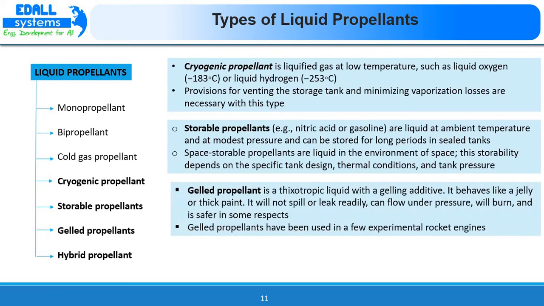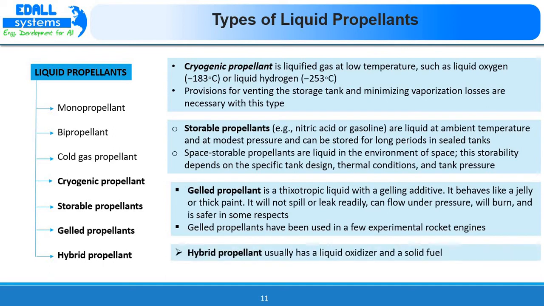Moving on to the next, that is gel propellant. It is a thixotropic liquid with a gelling additive. It behaves like a jelly or thick paint. It will not spill or leak readily. So this is the greatest advantage of gel propellants, that they won't spill or leak because they behave like a jelly. The propellant is in such a form that they can flow under pressure, they can burn, and it is safer in some respects. Till now, gel propellants are being used for some experimental rocket engines only, and they have not been flown for commercial purpose.